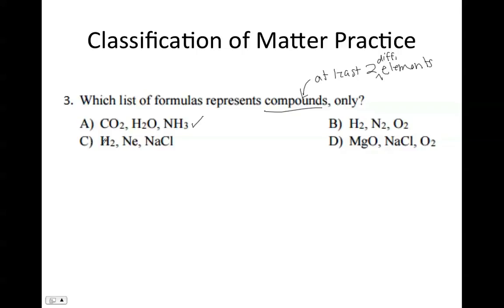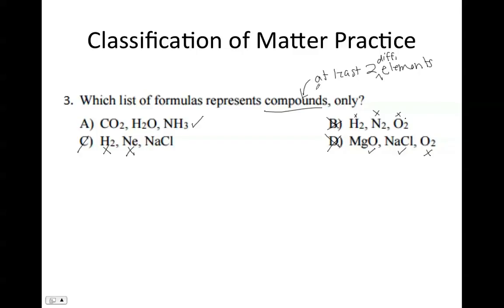If you look at option C, while it's H2, there are 2 hydrogens, so this is an element. Neon is also just an element. So that gets rid of C. B, we have 3 different diatomic elements, which are not compounds. So that gets rid of B. And then D, we have, yes, a compound, Mg and O, Na and Cl. However, O2 is an element, which gets rid of D.